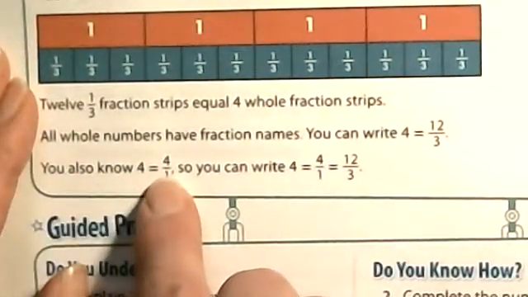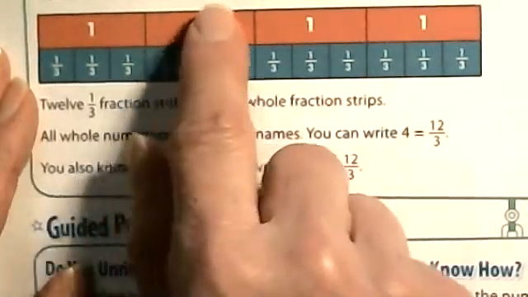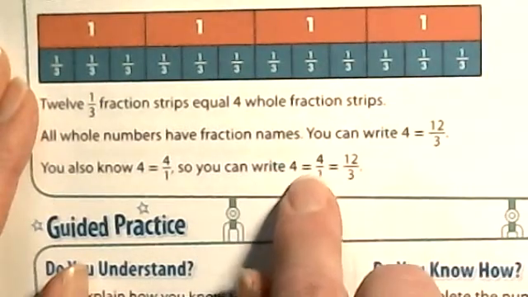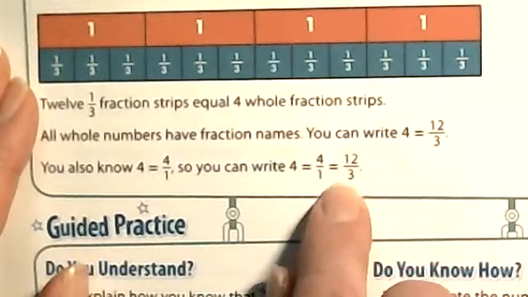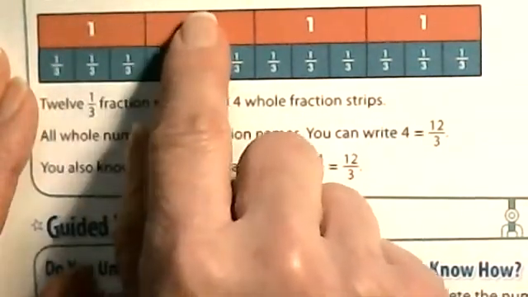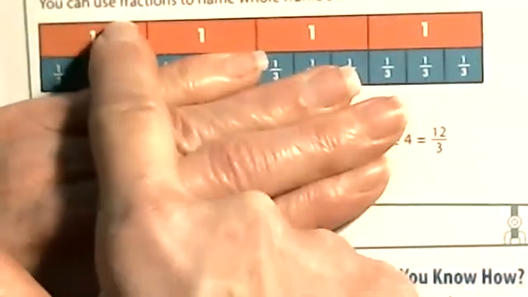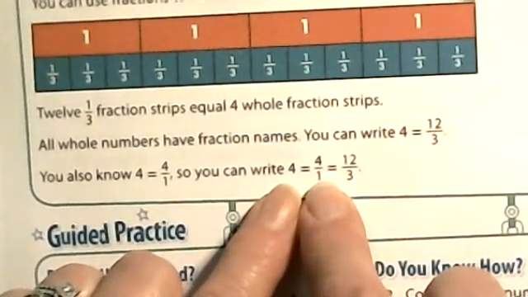You also know 4 equals 4 over 1. 4 wholes is 4 over 1. So you can write 4 equals 4 over 1, or it's also equal to 12/3. Okay, 1, 2, 3, 4. 4 wholes. It's divided only into one part. That's what 4 over 1 means. Okay?